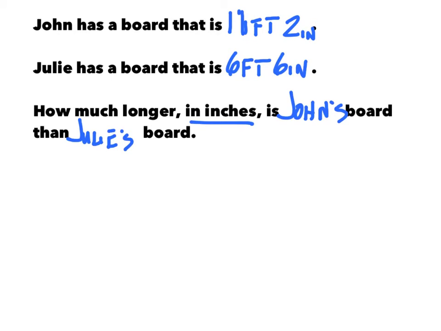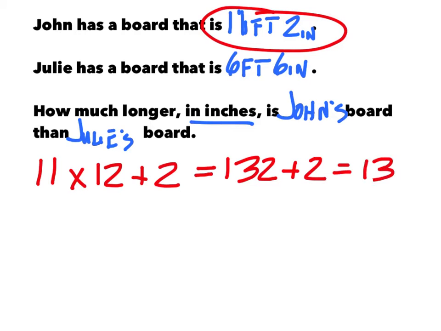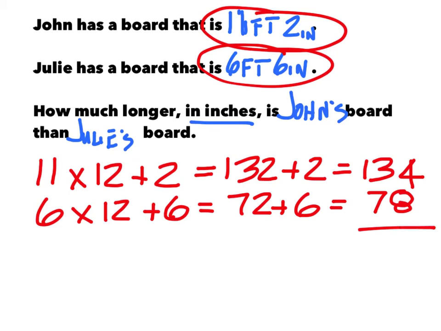On the practice problem, converting this one, you have 11 times 12 plus 2. 11 times 12 is 132, and plus 2 is 134. Convert this one, that's 6 times 12 plus 6. 72 plus 6 is 78. The difference between 134 and 78 is going to be 56.